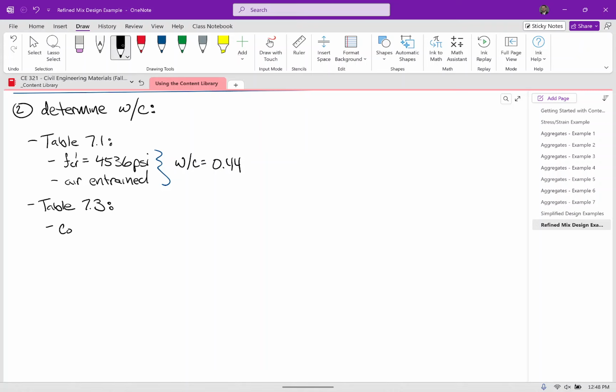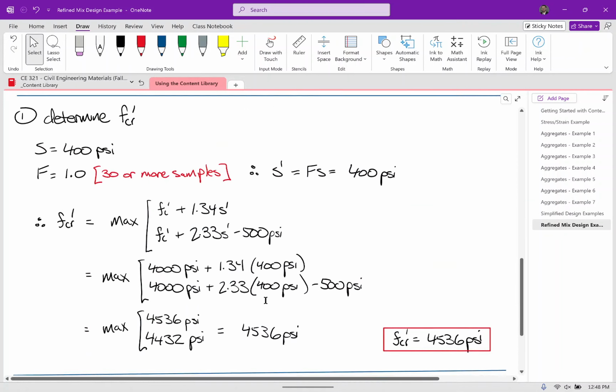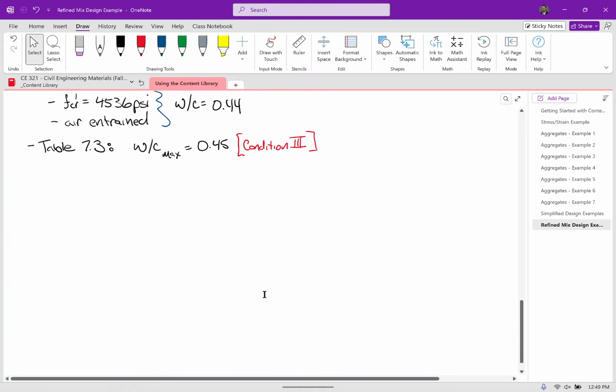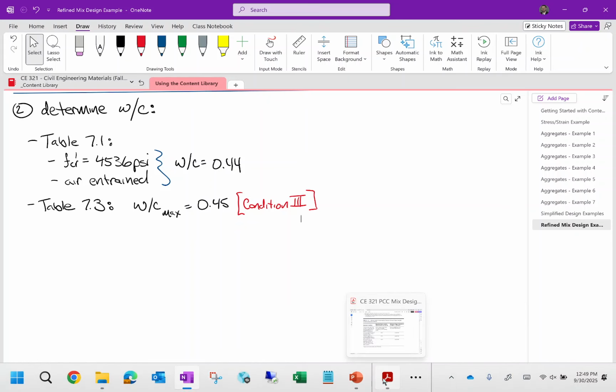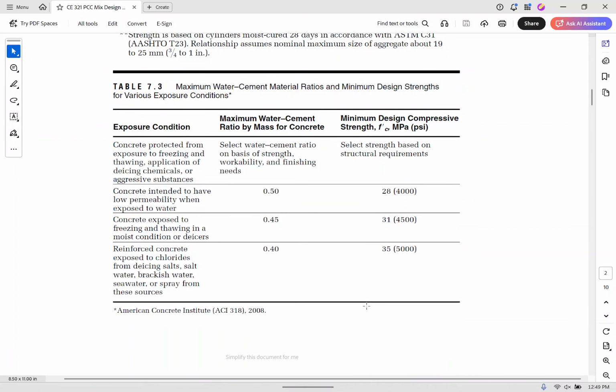So we'll say condition 3. Let's just say WC max is 0.45, but for the assumption, we'll call that condition 3. Notice how I'm trying to write in red if there's any assumptions that go into the tables, any decisions that I made. I didn't make a decision about f'c prime being 4,500 because I calculated it.